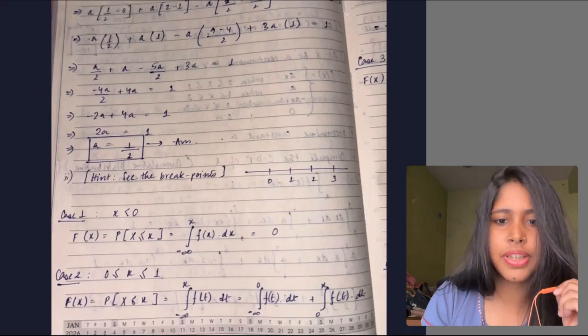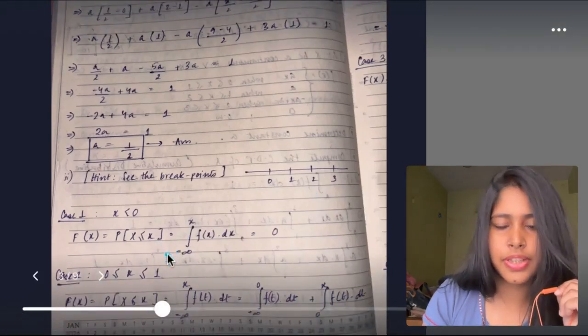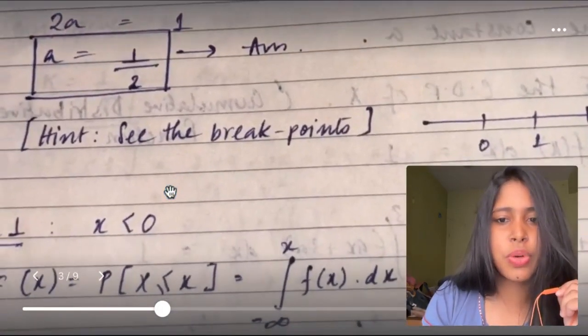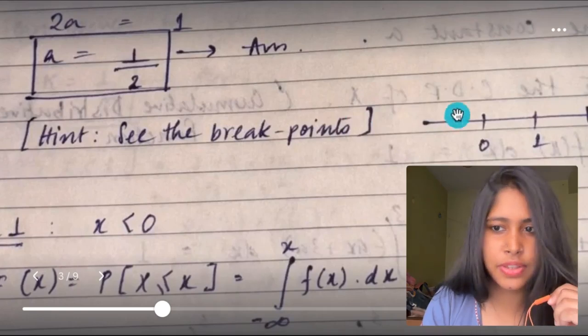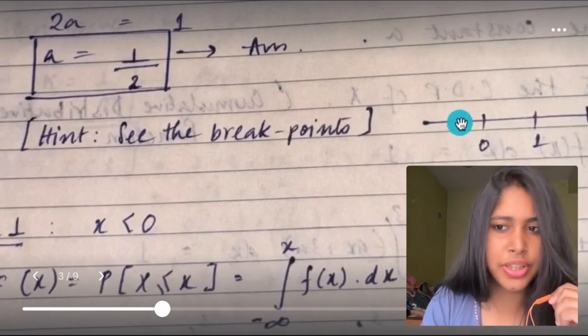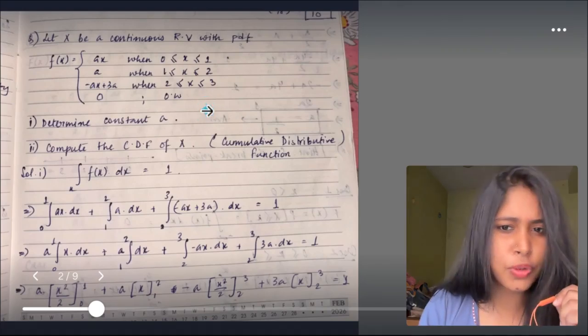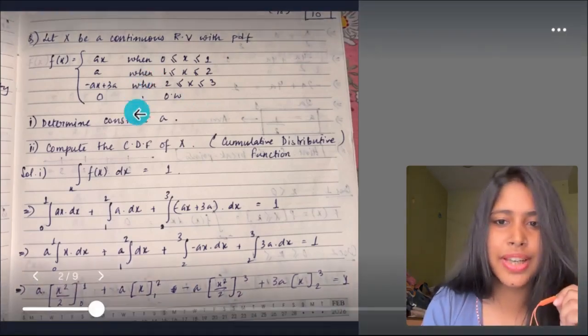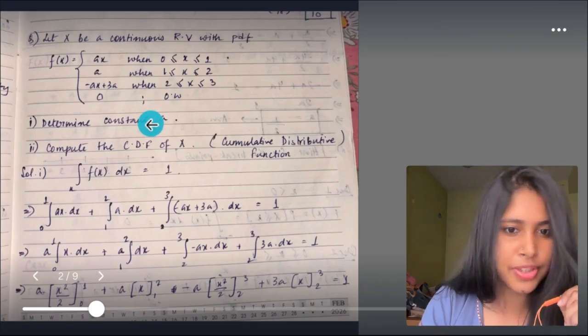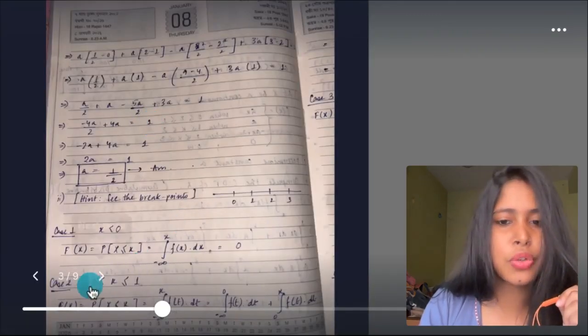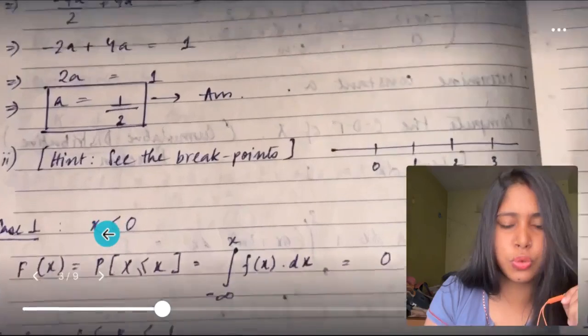So let me see the first case first. Case 1 will be what? x less than 0. As I have said, x lying somewhere in this portion. And do you see any case here like x is less than 0? You don't see, right? So this falls in the category of otherwise. So the value will be 0. Okay. Then coming to the next case, which is case number 2.